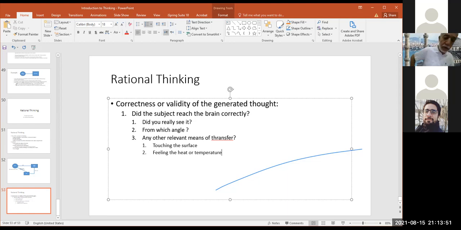Okay. Sorry about that. So this is the first thing: the correctness of your thought depends, number one, on the sensing. So did the subject reach the brain correctly through direct or indirect sensing? One typical example which we face every year is the moon sighting. You need to make a judgment or pass a thought.